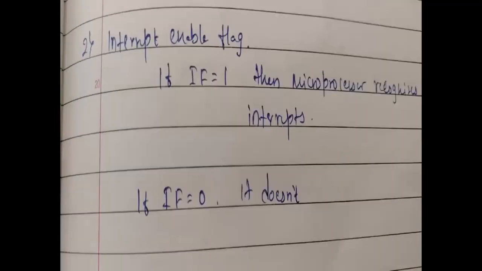The second one is the interrupt enable flag. In this flag, if IF is equal to 1, then the microprocessor will recognize the interrupts. If IF is 0, then the microprocessor doesn't recognize the interrupts.